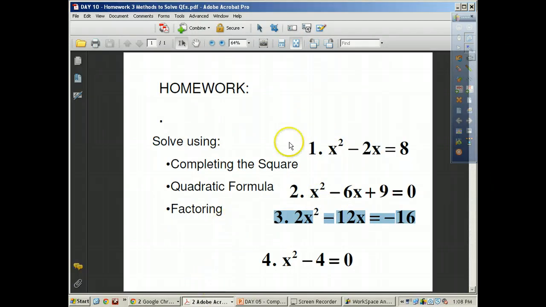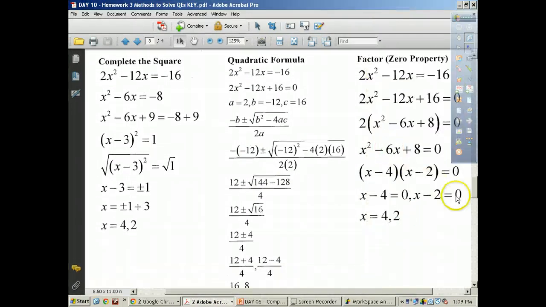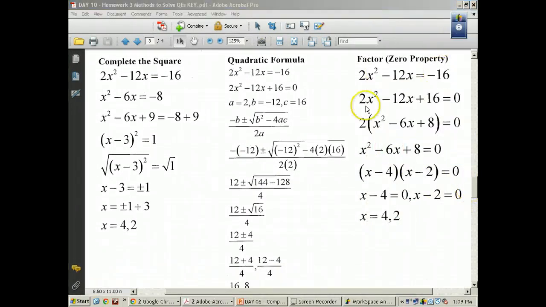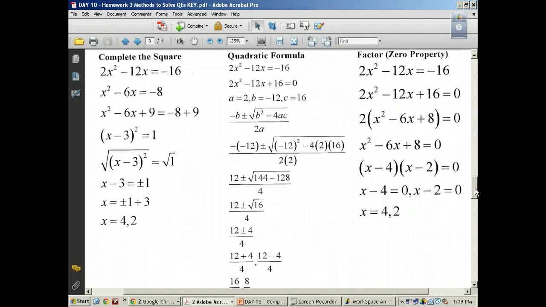Here's what your homework should look like on this portion. I want you to write these in columns. For each problem, have a complete the square, the quadratic formula, and the factoring. And of course, you should be getting the same answer in each method. After all, you've only solved 1 problem. So of course, if you solve it, you should get the same answer, regardless of which way you actually solve it.